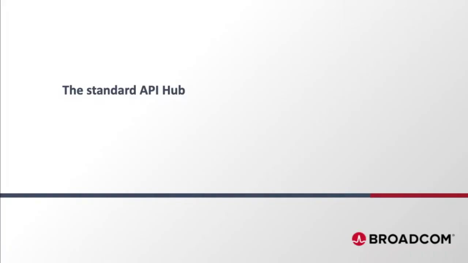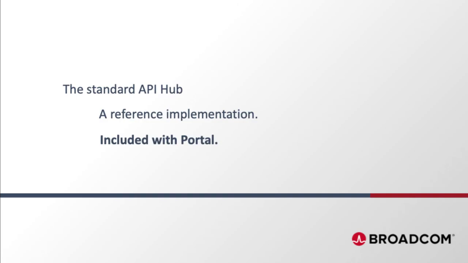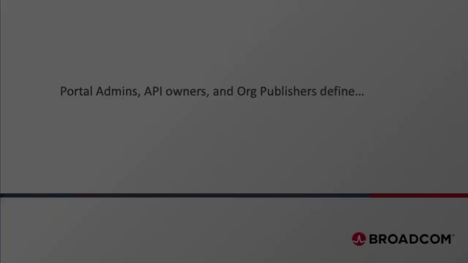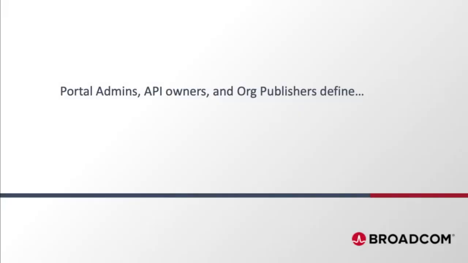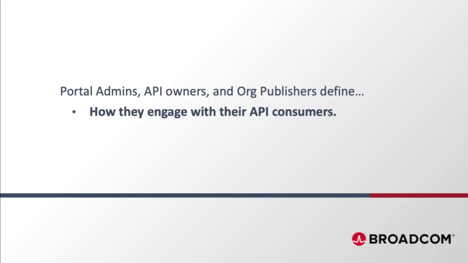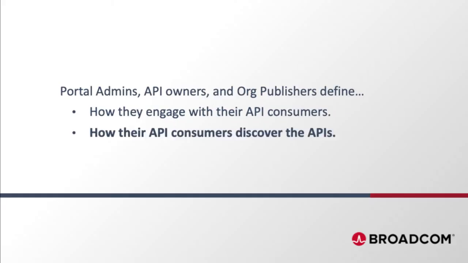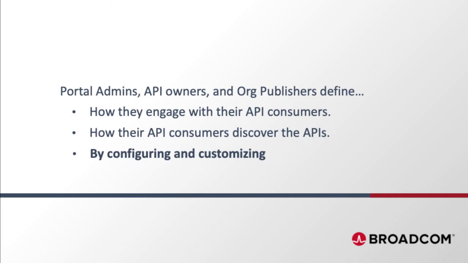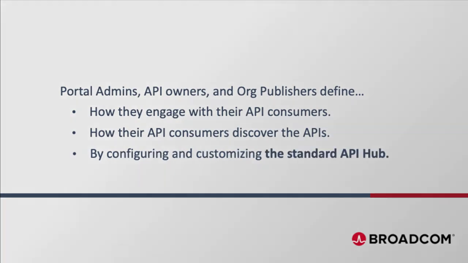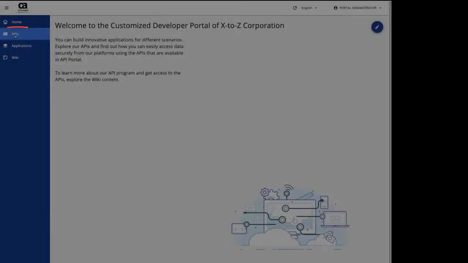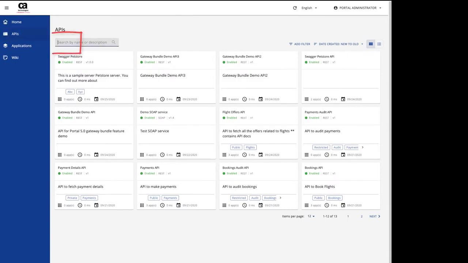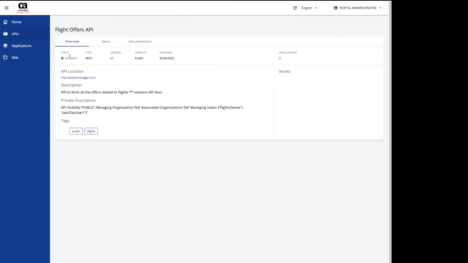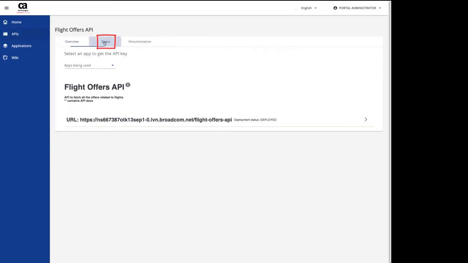The standard API Hub is a reference implementation that is included with Portal. Portal admins, API owners, and org publishers can define how they engage with their API consumers and can define how their API consumers discover the APIs and understand what their API program offers by configuring and customizing the standard API Hub. The standard API Hub provides API search and discovery and testing within a Swagger doc.